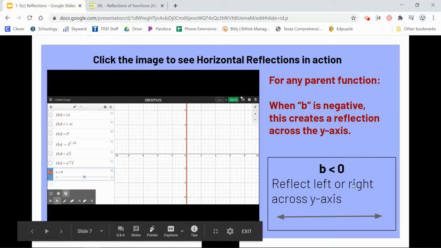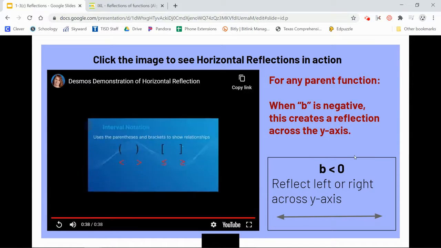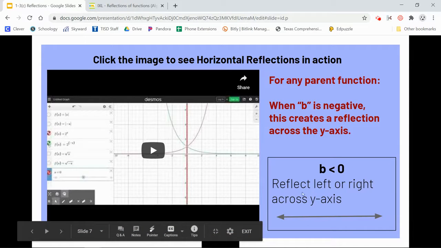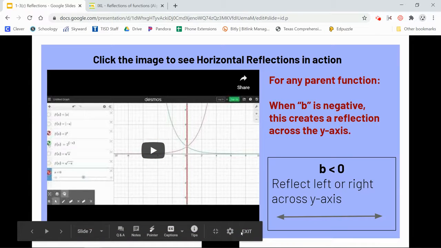So reflecting left or right, if b is less than 0, the b will change its size, but as long as b is 1, if it's a negative number, then you will be reflecting across, and it looks like it makes a cross setup.